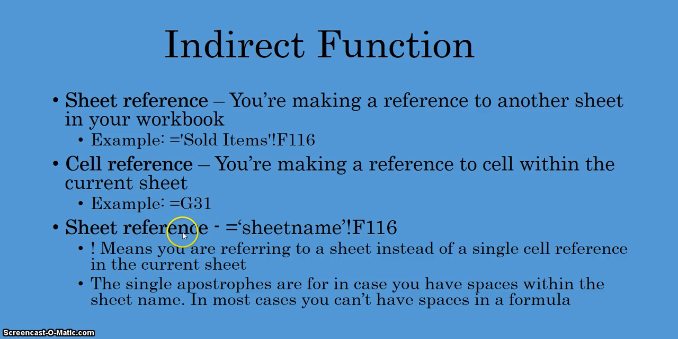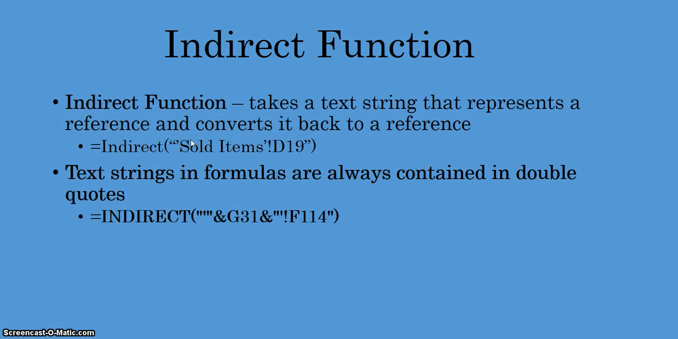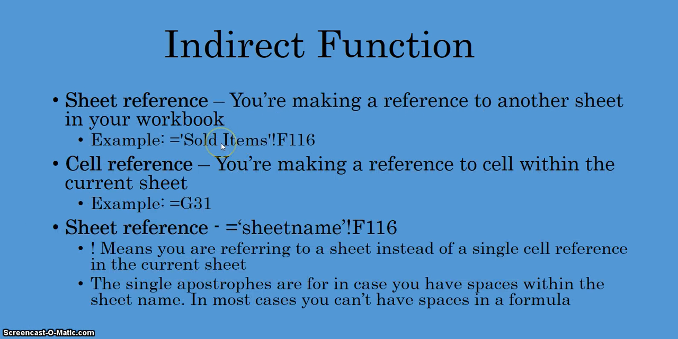So let's go back to the sheet reference example and dissect this formula. Within your single quotes is going to be your sheet name, and we put the single quotes around it because Sold Items is two separate words. There are spaces within that name. The exclamation point means that you are referring to a sheet instead of a single cell reference in your current sheet. Again, single apostrophes are for in case you have spaces within your sheet name, and in most cases, you can't have spaces within a formula.